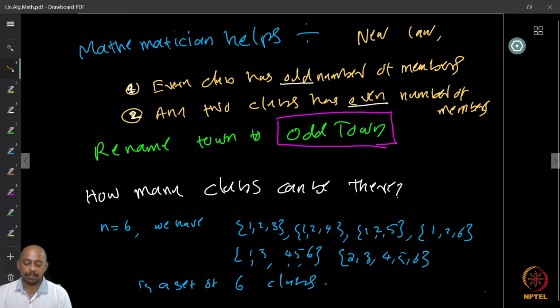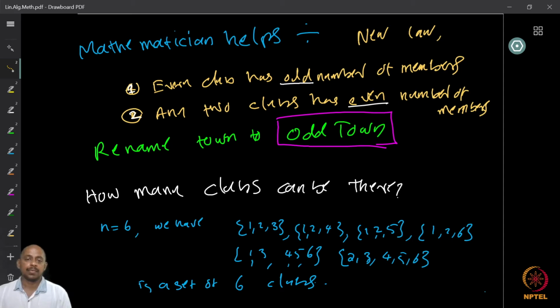So 1, 2, 3 and 1, 2, 4 have 1, 2 in common. 1, 2, 5 also has 1, 2 in common. Then 1, 2, 6, again all these three have 1, 2 in common. Then 1, 3, 4, 5, 6 has 1 and 3 in common with the first one, 1 and 4 in common with the second one, 1 and 5 in common with the third one, and 1 and 6 in common with the last one. Again 2, 3, 4, 5, 6 has 2 and 3 in common, and 2 and 4 in common, 2 and 5, and 2 and 6 in common. Then with these two you have 3, 4, 5, 6 in common, and therefore they are all even intersections.